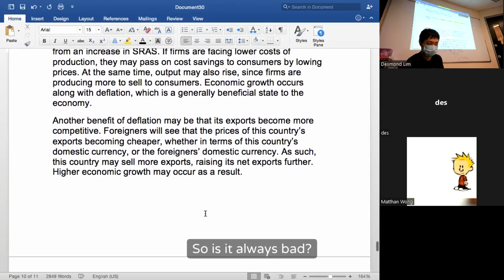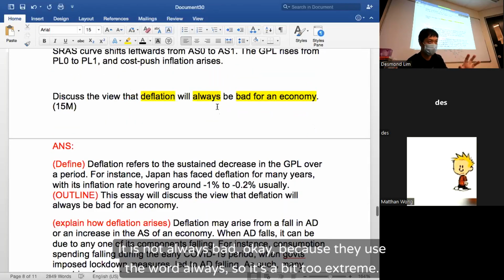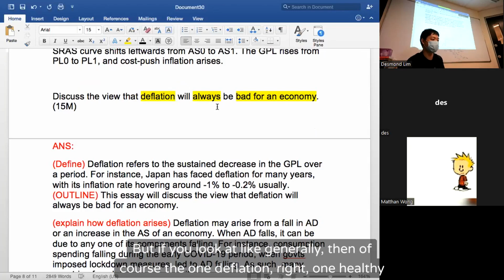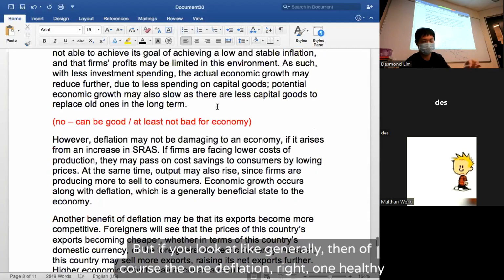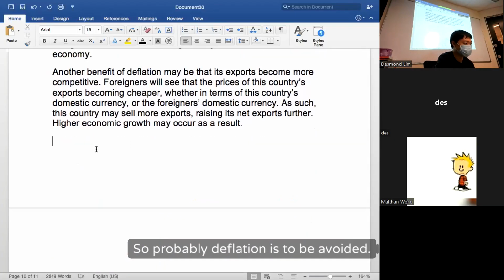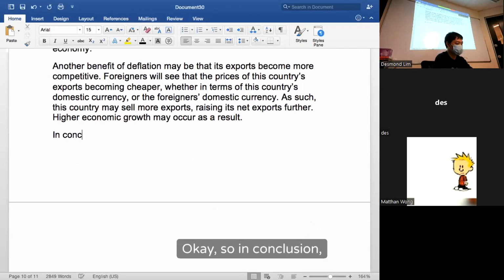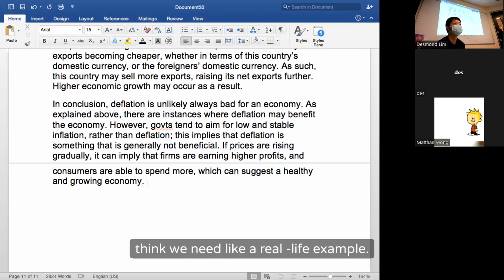So is it always bad? It is not always bad. Because they use the word always, it's a bit too extreme. But if you look at it generally, of course we want healthy growth and healthy inflation, so deflation is probably to be avoided. So in conclusion, you really need a real life example.